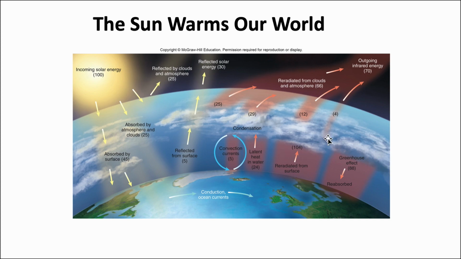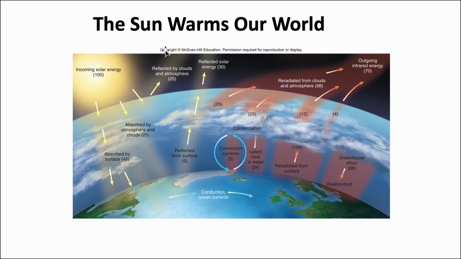Now, in terms of infrared energy or heat, 66% is outgoing. 70% is outgoing thermal energy that leaves our planet. The other 5% is going to be convected up and down through the atmosphere and the surface of the Earth. You get latent heat that just comes off of water. We get re-radiated heat from the surface, and from the greenhouse effect, you get this reabsorption of infrared radiation.